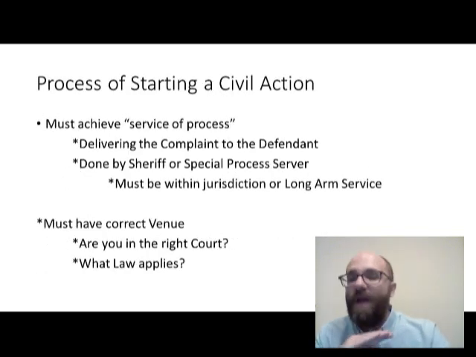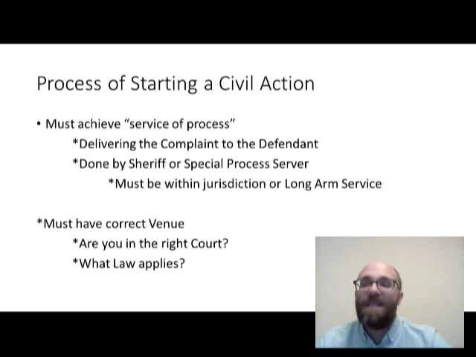Now, in addition, when you file a civil complaint, one of the interesting things is that you actually have to give it to somebody. This is often a plot device in a lot of movies where people are served with a complaint randomly.